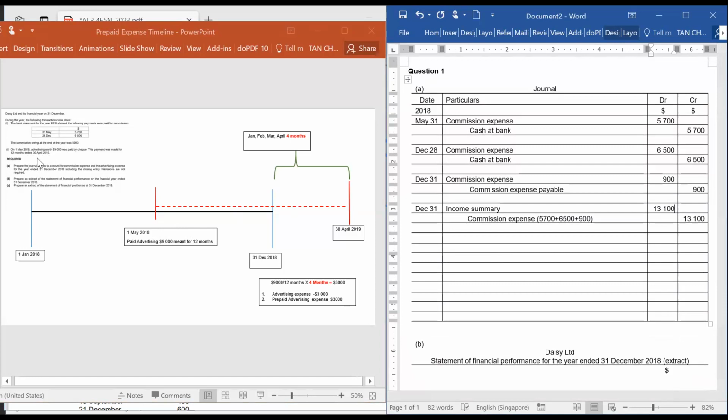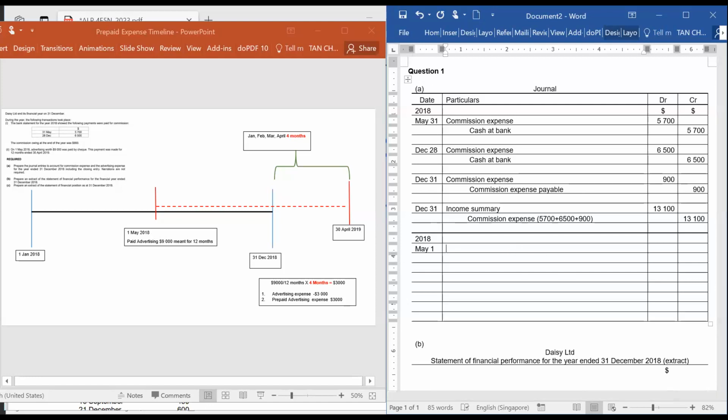So when you see dates that are beyond the accounting periods that you need, most probably there is a prepaid. So it'd be good to do a timeline to see an overview of what's going on. Okay, so now again, the first event that's related to the advertising expense will be 2018, May 1st.